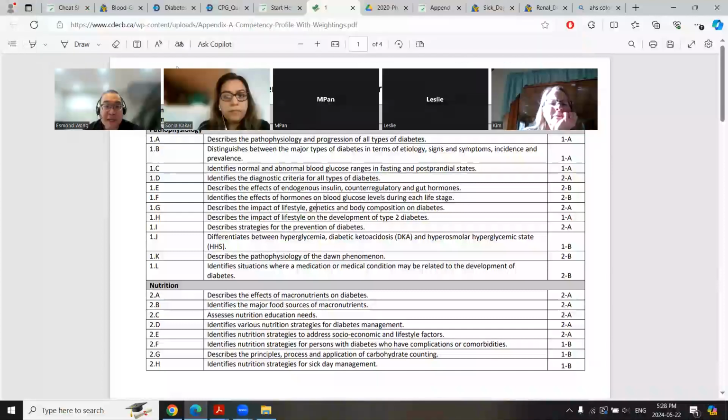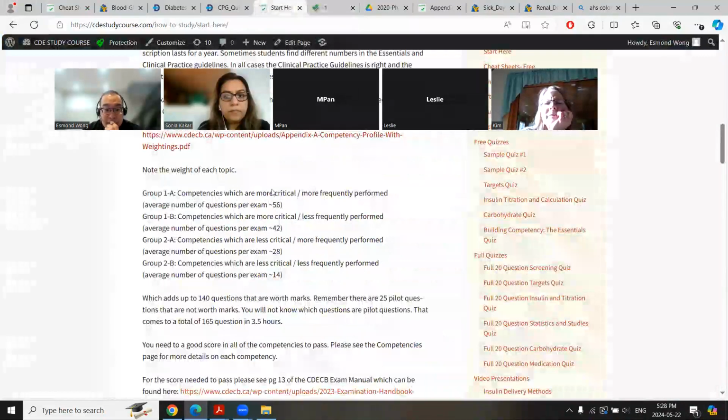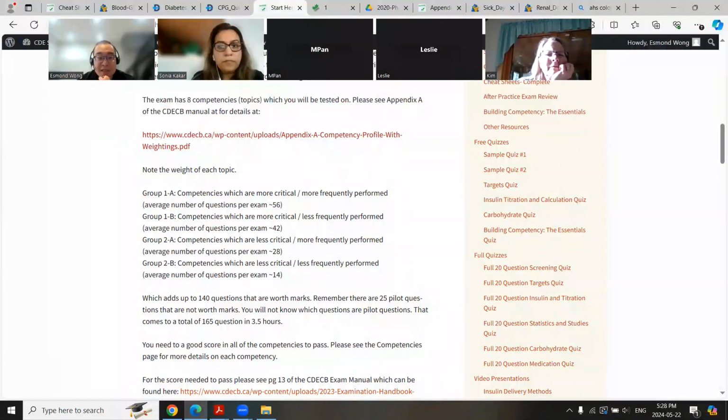Let me show you something here. Okay, so you can see here that 1A has 56 questions, 1B 42, 2A 28, and 2B is 14. If you add that all up, there's 140 questions. However, the exam itself is 165 questions. So what are those extra 25 questions? Those are sample questions or pilot questions that they're testing to see if they make sense and will be used in the next exam. But you won't know if a question is a pilot question or not.